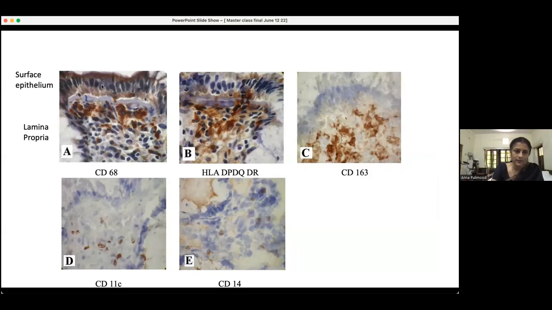So here, we've stained the mucosa for different macrophage antibodies. And you see the surface epithelium here, this is the basal membrane and then the connective tissue. Most of the macrophages are located just below the surface epithelium. They're waiting for things to come through from here. They're waiting for any necrotic debris from cells that are dying here, and they'll engulf and clean them up.